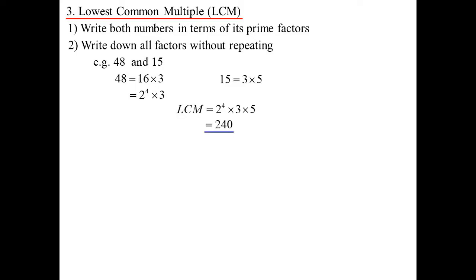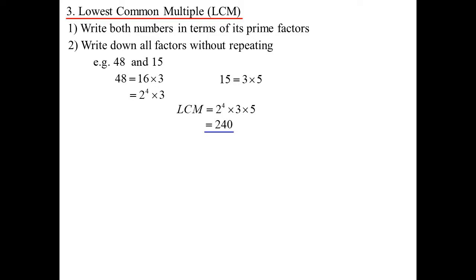That brings up lowest common multiple. So again, we write it in terms of its prime factors. Then we write down all the factors without repeating. So, to make the numbers a bit smaller, 48 and 15. 48 is 16 times 3, 2 to the power of 4 times 3. 15 is 3 times 5, and that's as good as it goes.